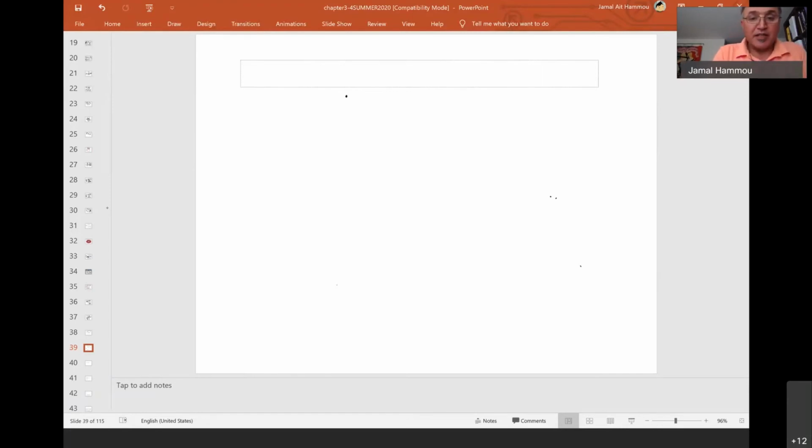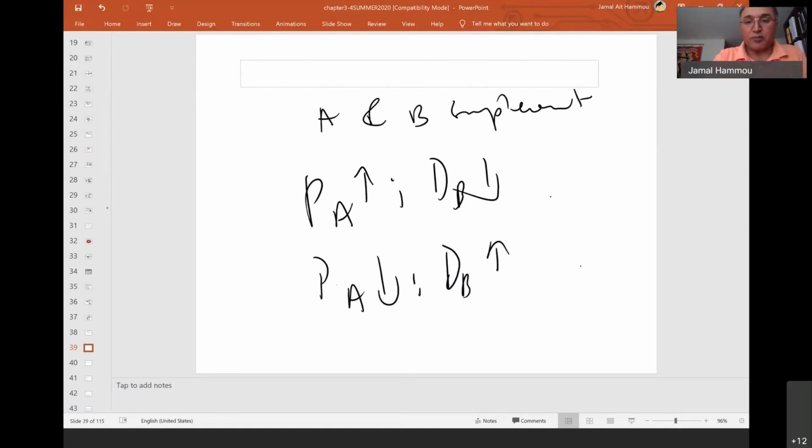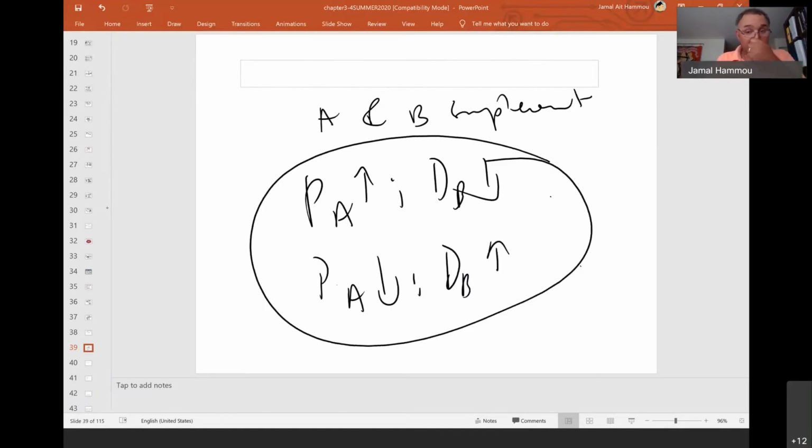So remember, now if A and B are complements, if the price of A goes up, the demand for B goes down. If the price of A goes down, demand for B goes up. So it is a negative relationship between the demand and the price of the complement. So far you have substitutes and complements.